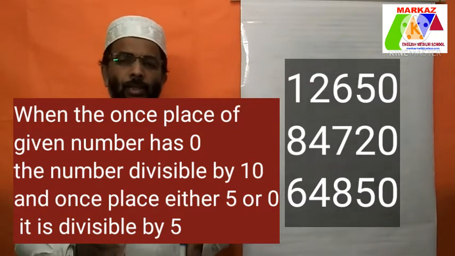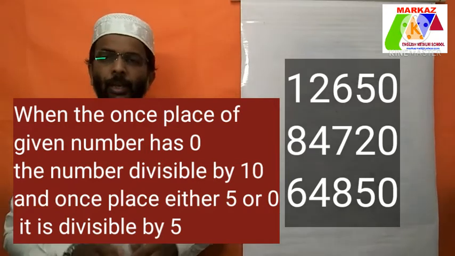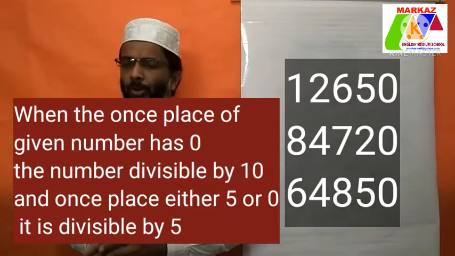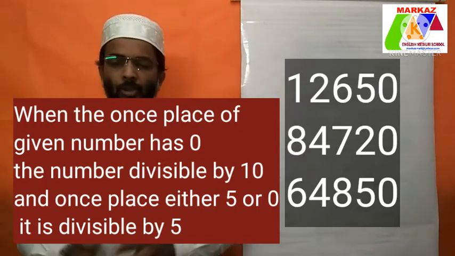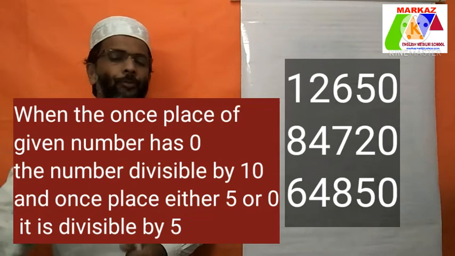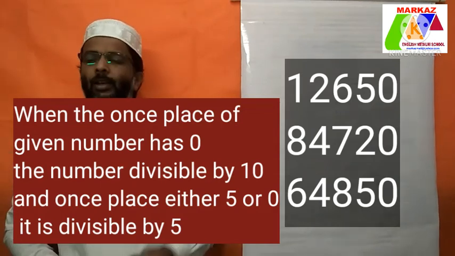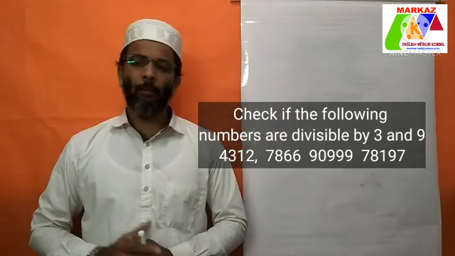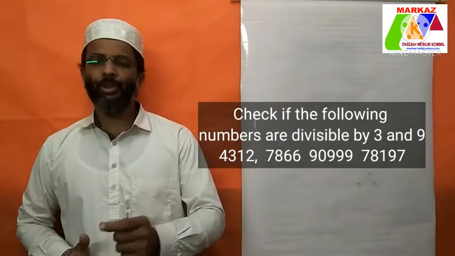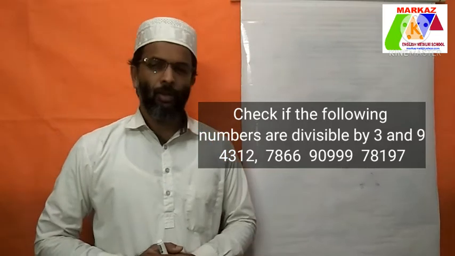So 12,650, 84,720, 64,850 are divisible by 10 and 5. Okay. Question number 3. Check if the following numbers are divisible by 3 and 9.